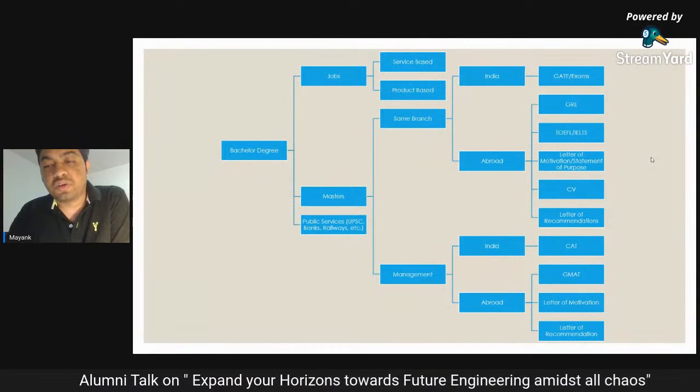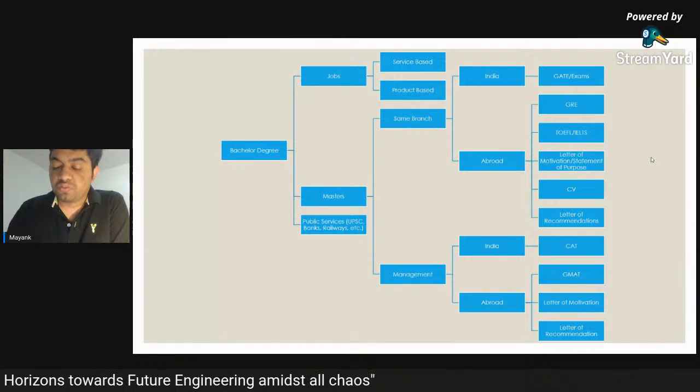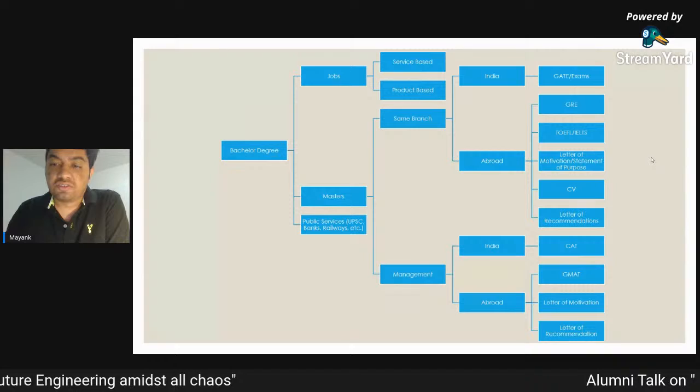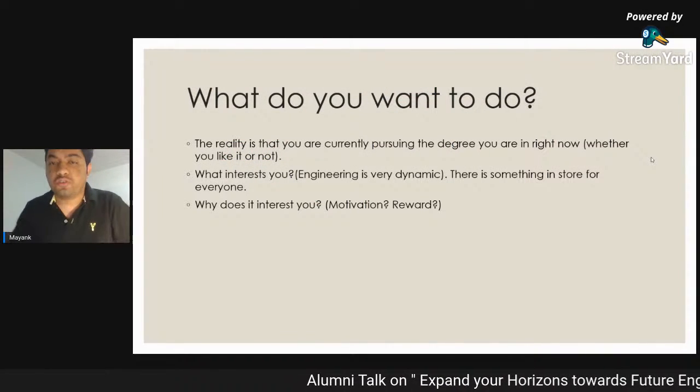So in this chart, what I have mentioned is for you, the juniors, basically the first years and second years who are confused, right? Like what to do after the degree. So how to proceed? There are many things. So which one to do? For that, you should know what you want to do.